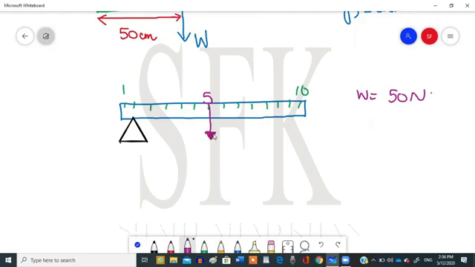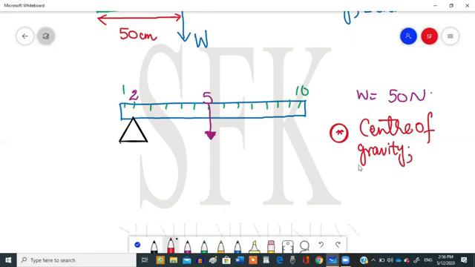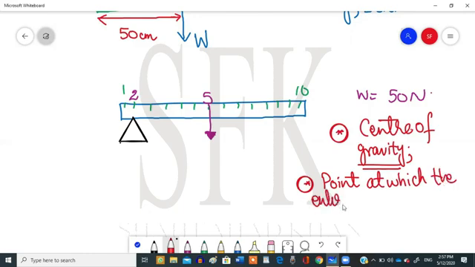It acts downwards. What's center of gravity? We are about to define that in a bit, but I'll just tell you because you've asked. Center of gravity or center of mass, in our syllabus, we don't distinguish between them. Actually, the definition of center of gravity is asked. Center of gravity is the point on a body at which the entire weight appears to act from.